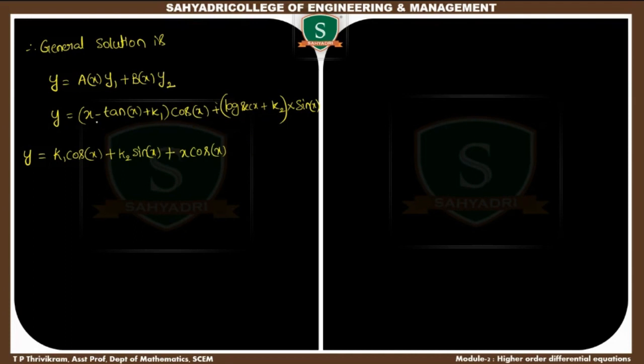Next, tan x into cos x will be how much? Sin x. So I'll get minus sin x. Next, the remaining thing is sin x into log secant x. So plus sin x log secant x.